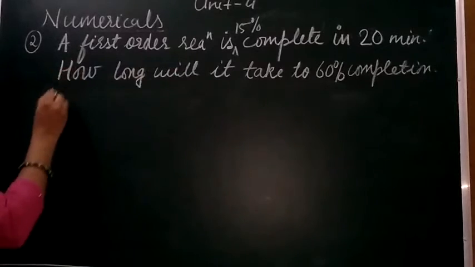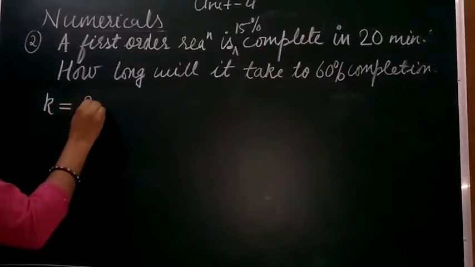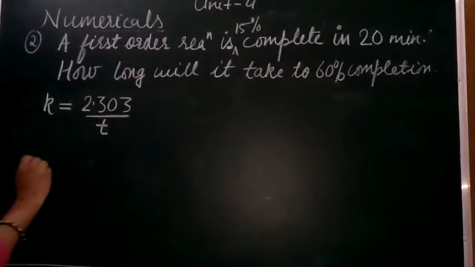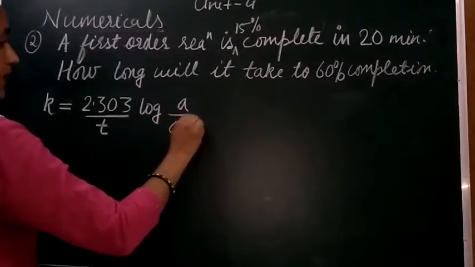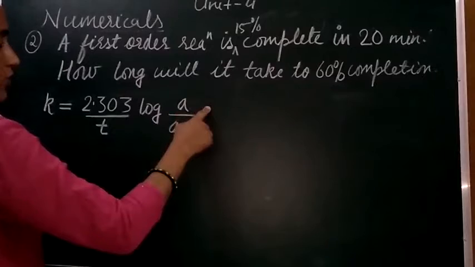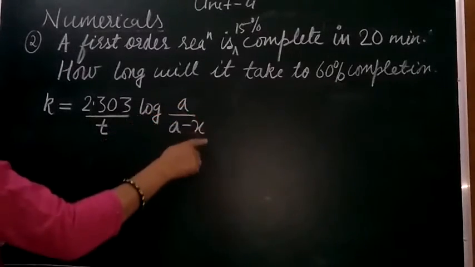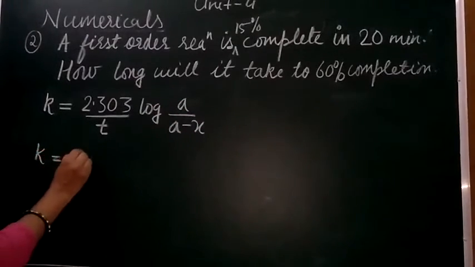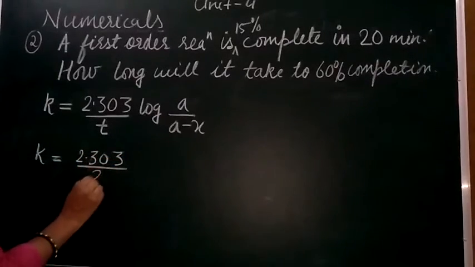Here we are going to use the integrated rate equation for the rate constant. It's k equals 2.303 upon t, log a upon a minus x. Instead of it, you can put the initial concentration upon the final concentration, that is a naught upon a. So what is given to us? Time is given to us: 2.303 upon t, where t is 20 minutes.